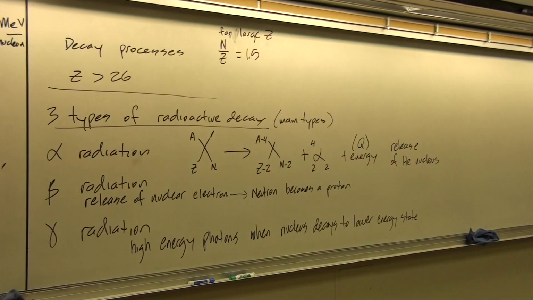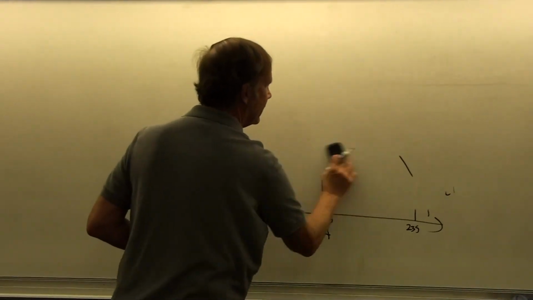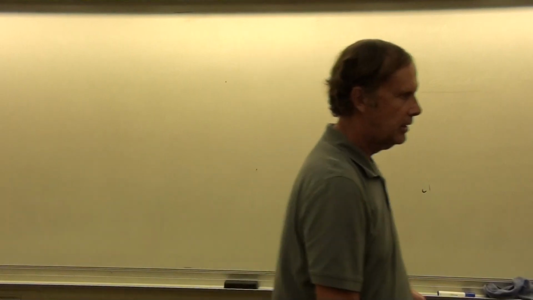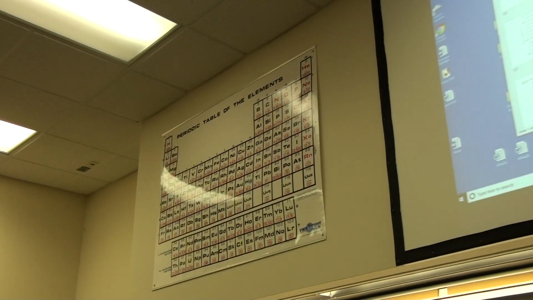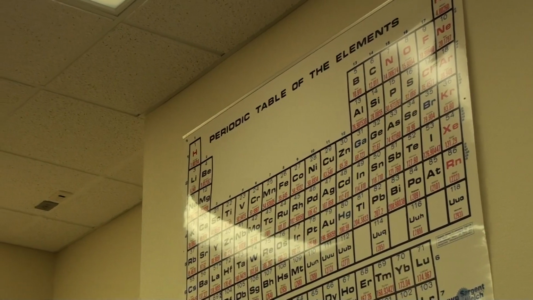Okay, so let's look at some specific examples of how we could work this through. With my first example, I'd like to take a look at the radioactive decay of thorium. Here we know thorium is element number 90 on the periodic table, and we want to turn that into radium.